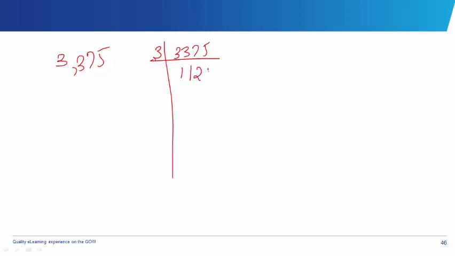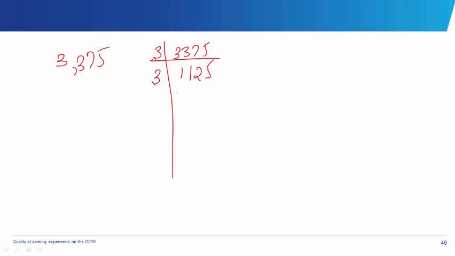Okay, so find the cube root of 3375. So the cube root of this, let's break it into factors. 3375. Can 3 divide? 3 plus 3 is 6, plus 7 is 13, plus 5 is 18. So 3 can divide. So we'll have 1125.